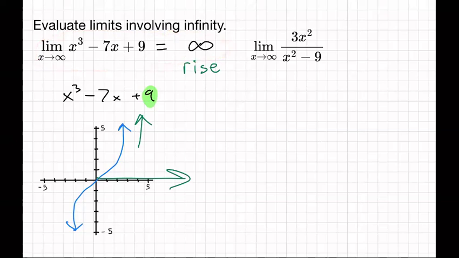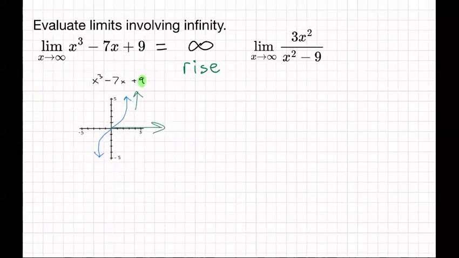Now, with that said, though, as I mentioned, we could also change this up and say, what if we say negative infinity, right? Just to make sure we have that example. Let's bring this down.